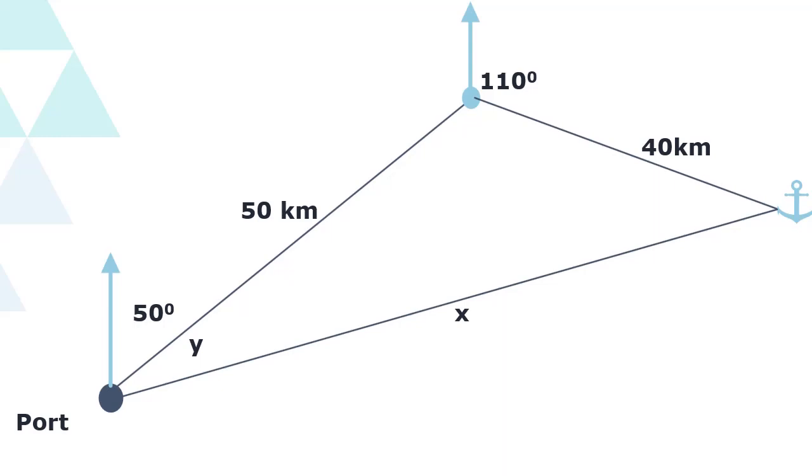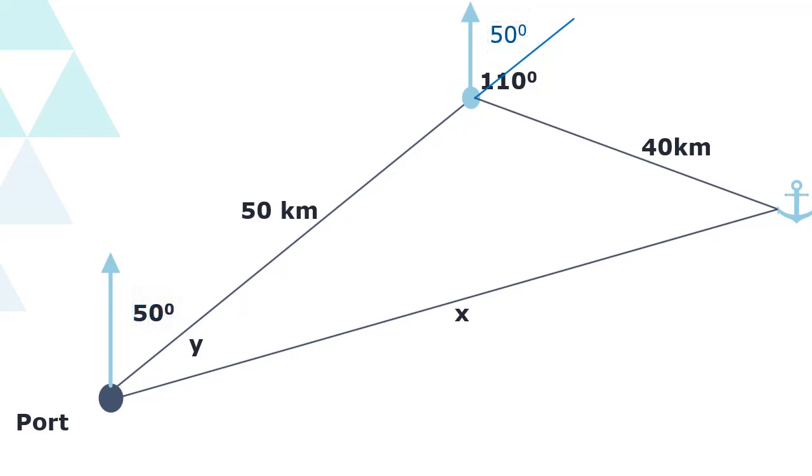Because we need to find the length x and because we might think of using the cosine rule, we need to find the angle that is opposite to the side x. Can we find it? Of course we can. The first thing that we must do is to extend the side that has length of 50 kilometers. And then the two rays that indicate the north are parallel.